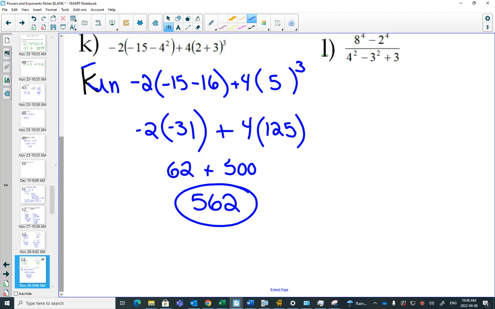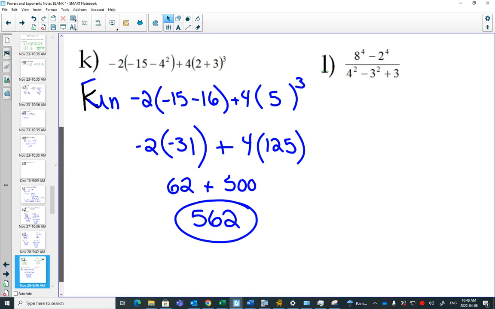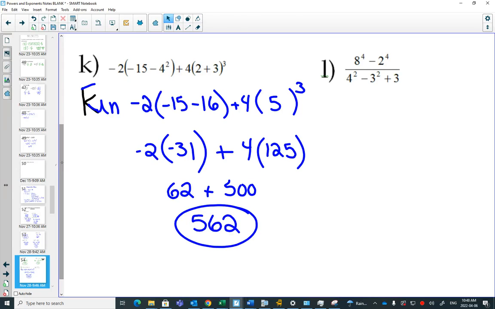Anybody ever read the book, 562 Ways to Have Fun? No? Okay. Yeah, it hasn't sold very well. It's just math questions, all letter K. 562 math questions. K. Second question, K. All right.